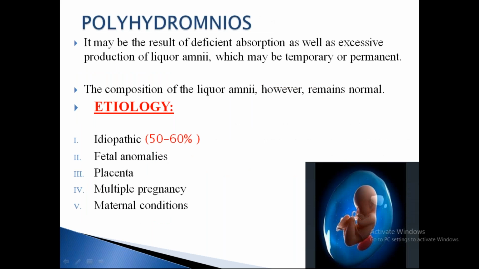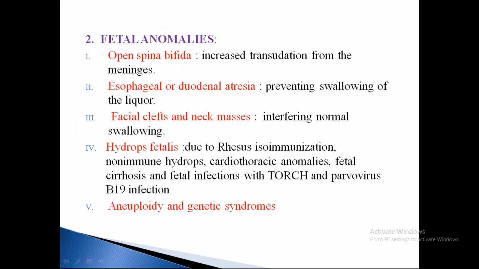See, this polyhydramnios can be due to defective absorption or excessive production. So what are the causes for polyhydramnios? It can be fetal, maternal, or placental. What are the fetal causes? Most of the fetal causes are anomalies.